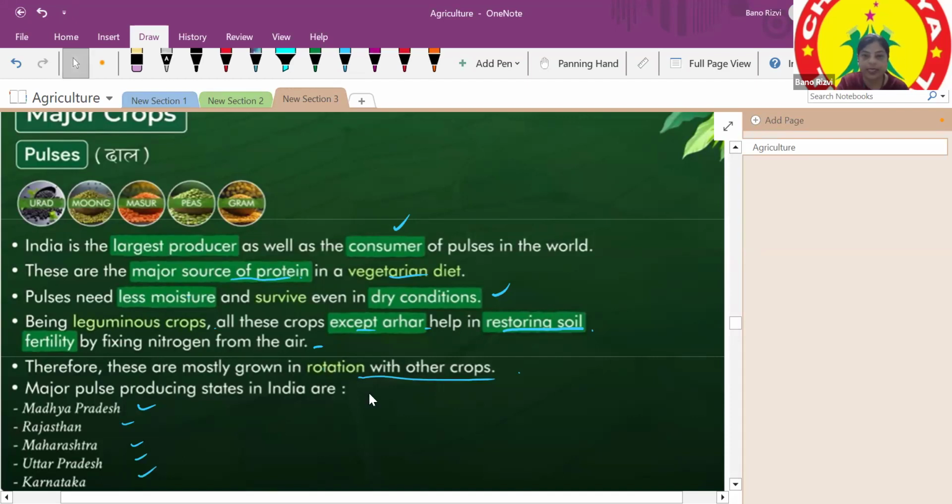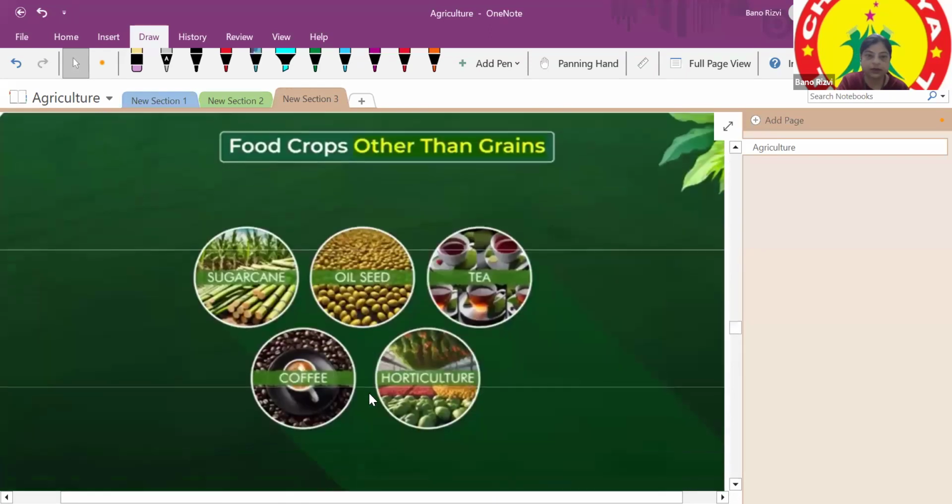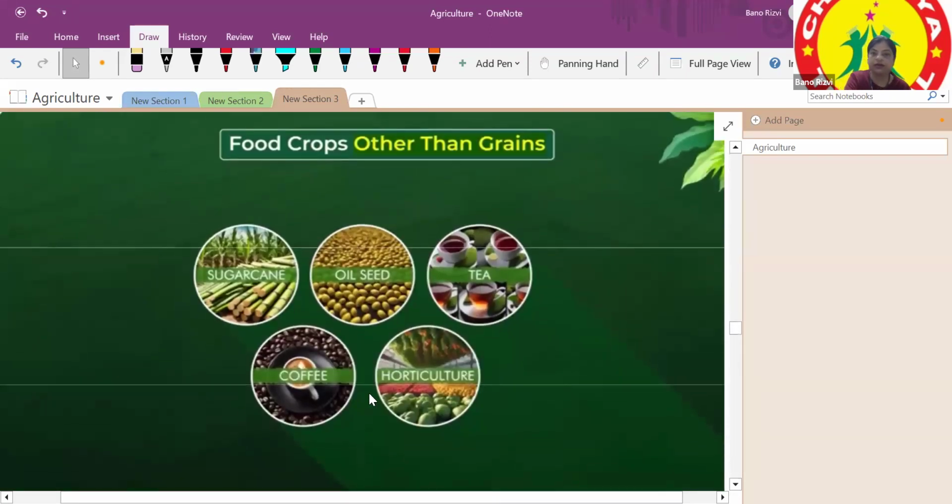Now we have food crops other than grains, that is rice, wheat, maize, and pulses. Other than these, we have sugarcane, oil seeds, tea, coffee, and horticulture. What is horticulture? Anybody has any idea? What do we mean by horticulture? These are fruits and vegetables.